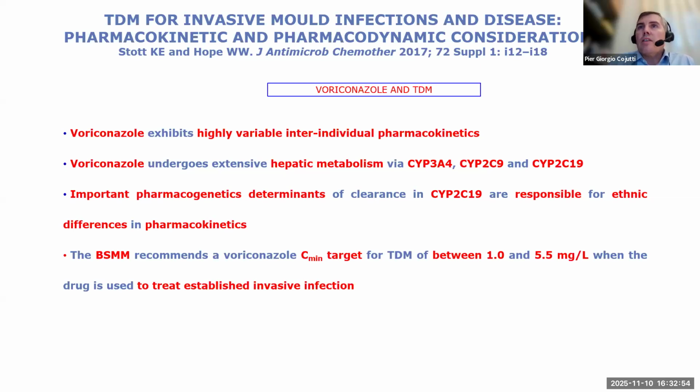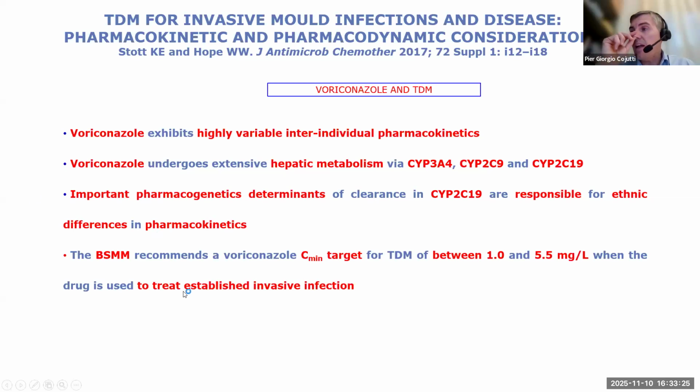So CYP3A4, CYP2C9, CYP2C19 are all enzymes that may metabolize voriconazole at different rates, according to how many and how efficiently these enzymes work based on pharmacogenetic determinants. The second aspect is drug-drug interaction that may block or enhance the activity of these enzymes.